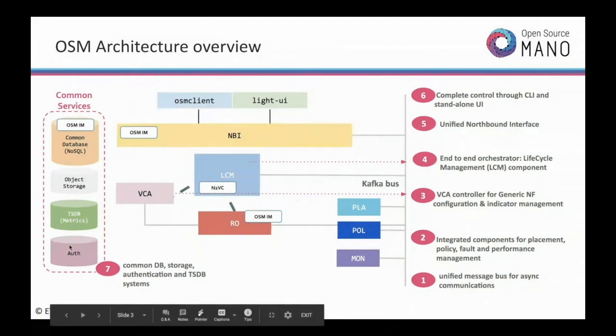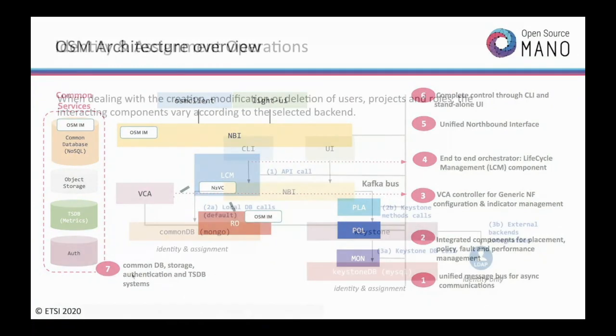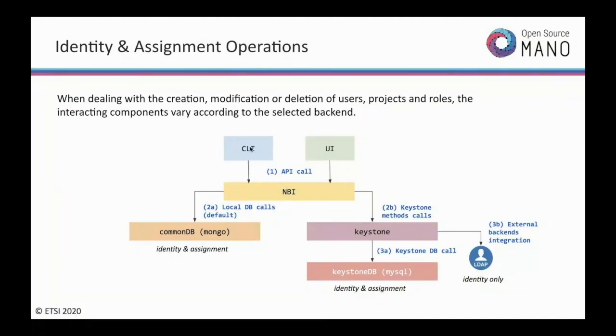We have an authentication module, through an internal backend or through a Keystone backend, that provides identity management and assignment of roles in the system. When dealing with the creation, modification, deletion of users, projects, roles, we have the NBI, which receives the call of what we want to do.